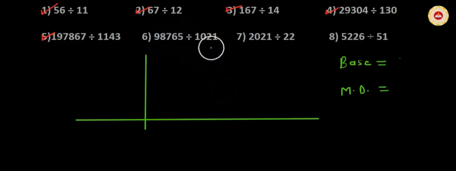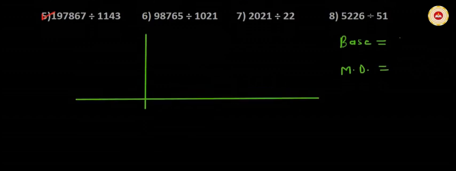98,765 divided by 1021. See this dividend, 9, 8, 7 and 6. These digits are bigger digits. Digits which are greater than 5 are considered to be bigger digits. Let us convert this dividend into vinculum number, so that the values of these digits 9, 8, 7 and 6 will be reduced. So let us convert this dividend into vinculum number and then divide it.